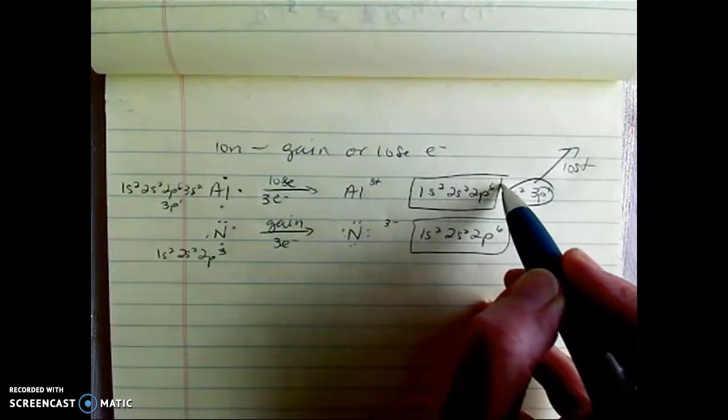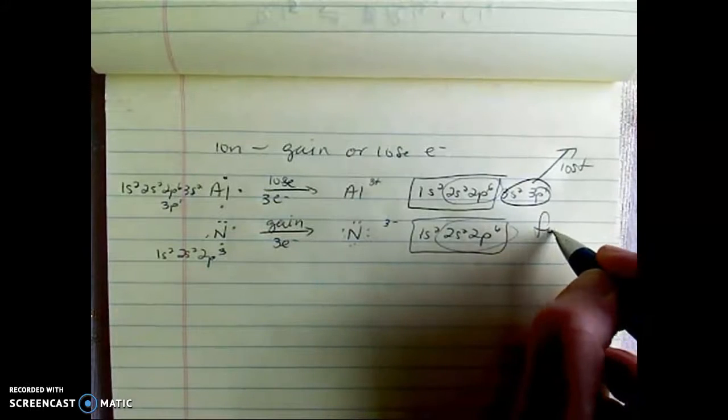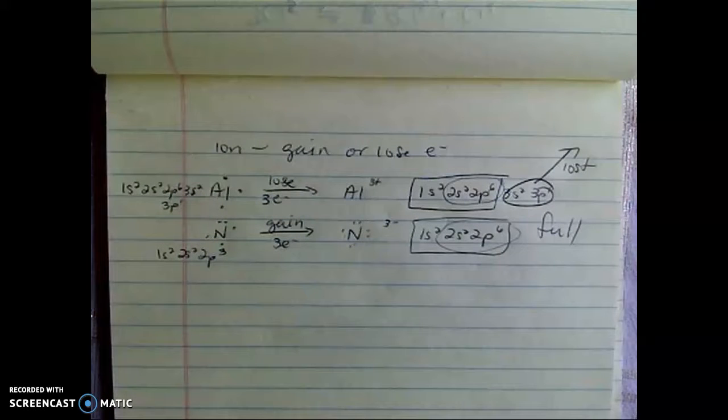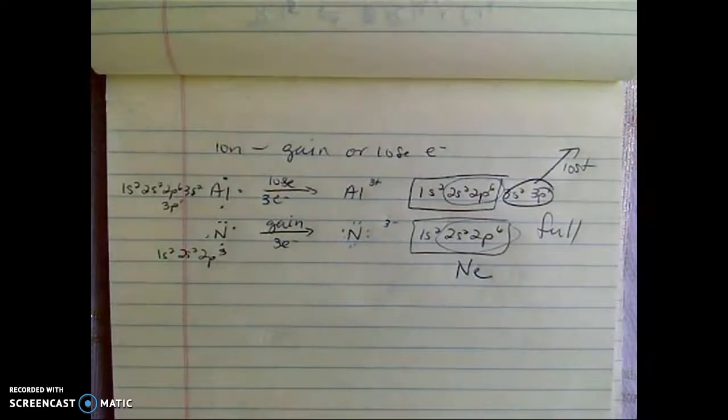Now if you look at these, this is your outermost level. Both of them are now full. That means it's more stable, and it has an electron configuration similar to that of a noble gas. In this case, they have an electron configuration both similar to neon. That's going to happen with all of your atoms. They're all going to want to gain or lose electrons to get an electron configuration similar to a noble gas, which simply means a full s and a full p in the highest level.